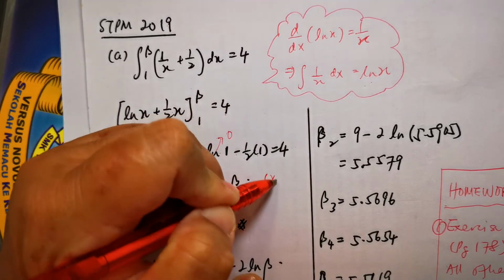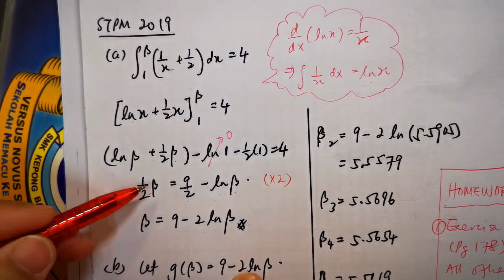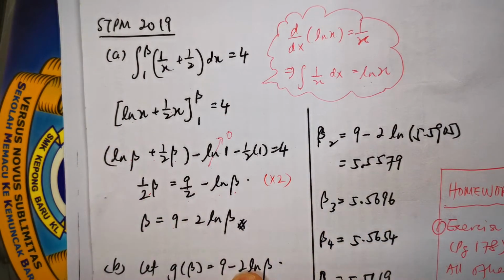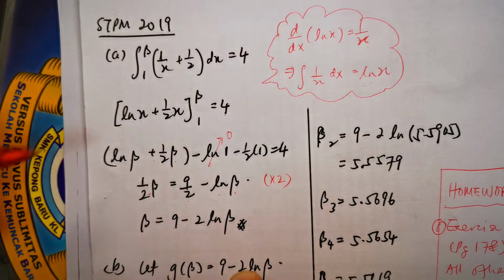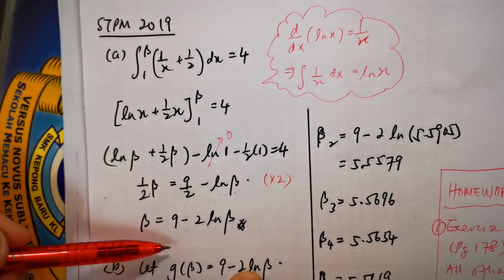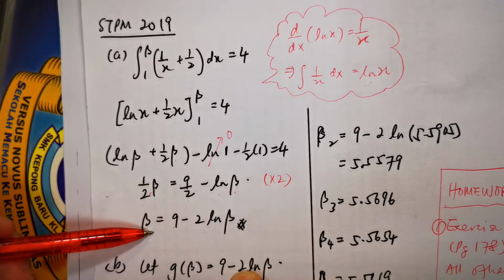Then next step, the whole equation times 2. So you have beta equals 9 minus 2 ln beta. This is how we get this equation. Okay, so 2 marks only. So 1 mark for your integration, 1 mark for you to sub in the boundaries and get the equation they show you. See, 2 marks only.